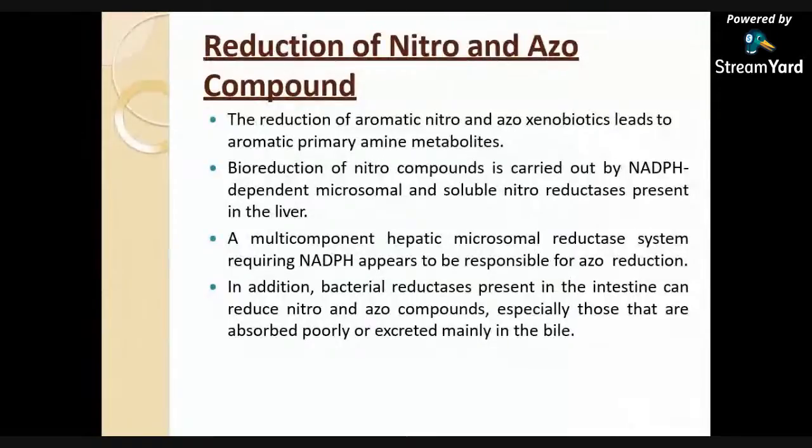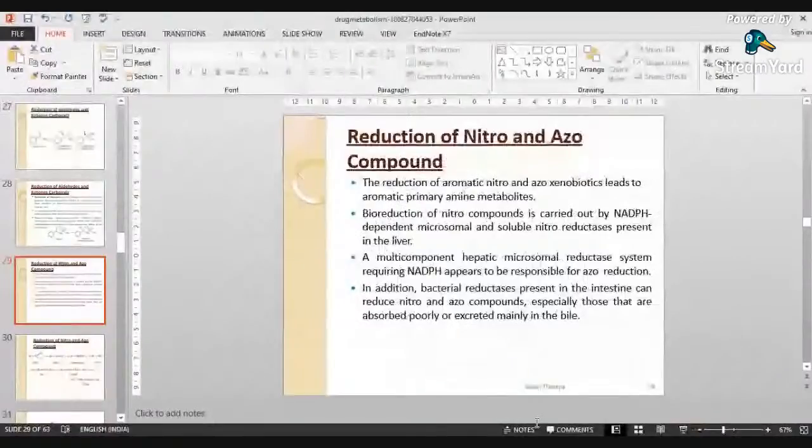A multi-component hepatic microsomal reductase system requiring NADPH appears to be responsible for azo reduction. In addition, bacterial reductase present in the intestine can reduce nitro and azo compounds, especially those that are absorbed poorly or excreted mainly into the bile. So these reactions are mainly carried out in the bile or the liver.